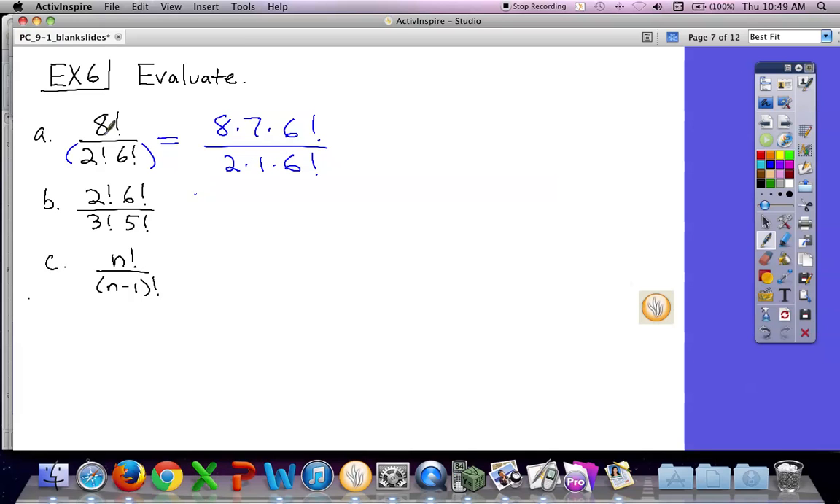But by splitting off the first couple factors, I've got something I can cancel with the highest factorial on the opposite side of the fraction, right? So this 6 factorial cancels. So you have to do 8 times 7 divided by 2. Or you could even say 2 goes into 8 4 times. 4 times 7 is 28.